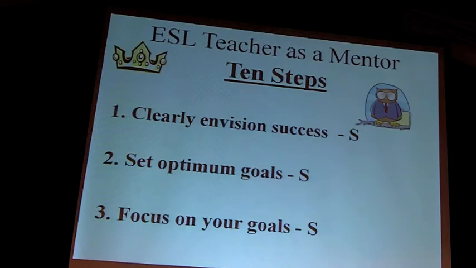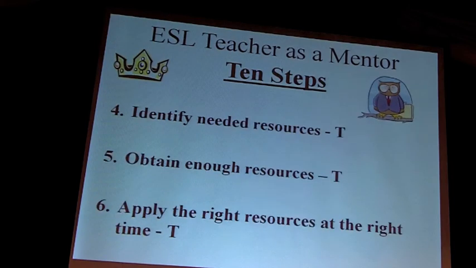And set optimum goals. Their goals are to learn English, and then to get a job, and then to have a good life, and to have a free existence in this world. And focus on your goals, they are focused, aren't they? I think you would agree with me. My students come very focused. They know what they want. So that is done. Now there are other steps for a mentor.